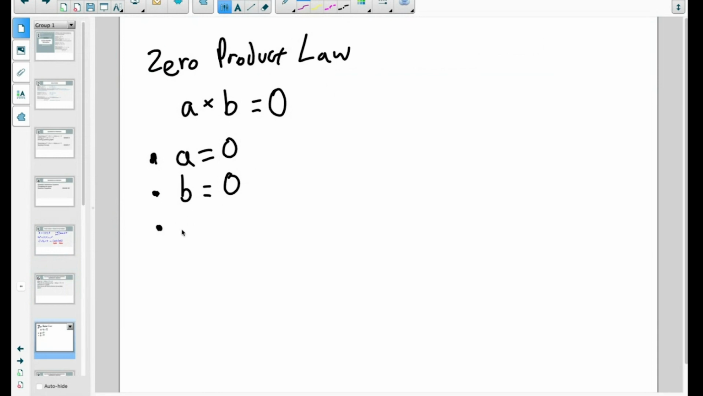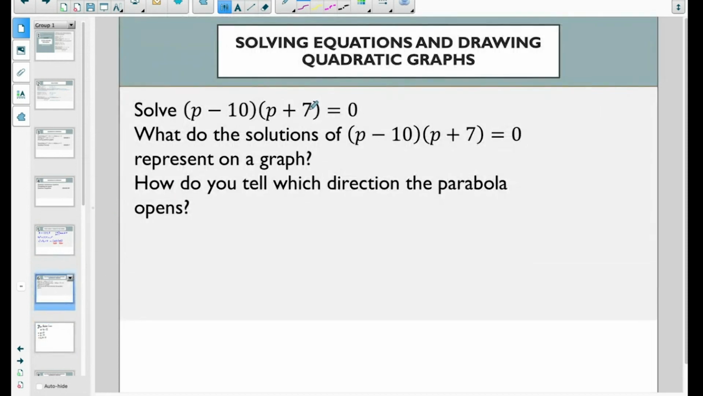Or number 3, A and B are both equal to 0. Okay, so if you understand that, solving a quadratic equation is actually pretty straightforward, because we're thinking we have this factor times another factor is equal to 0. So coming back to solving some sort of equation, from our starter, we had solve p minus 10 times p plus 7 is equal to 0.